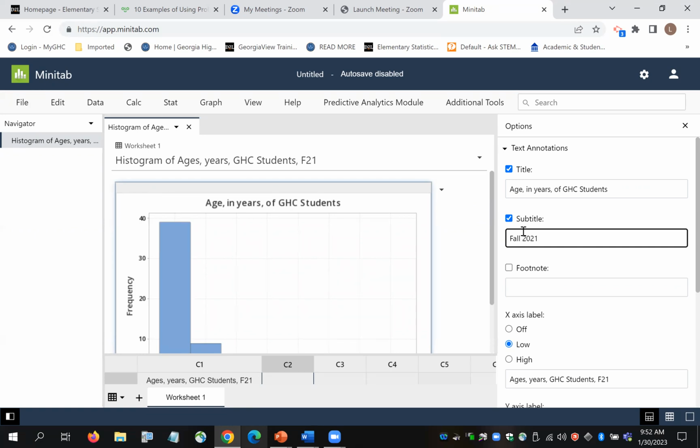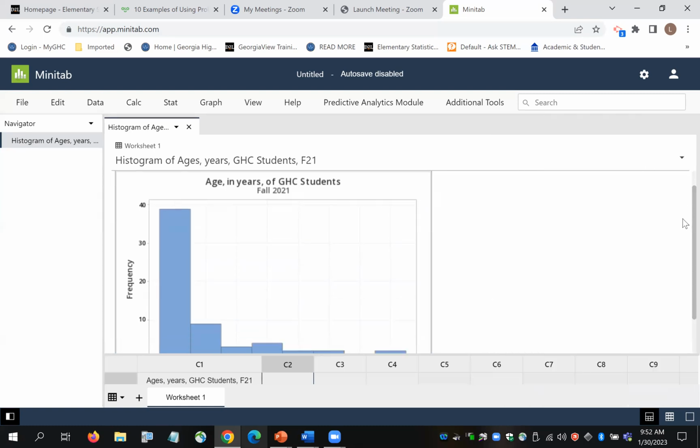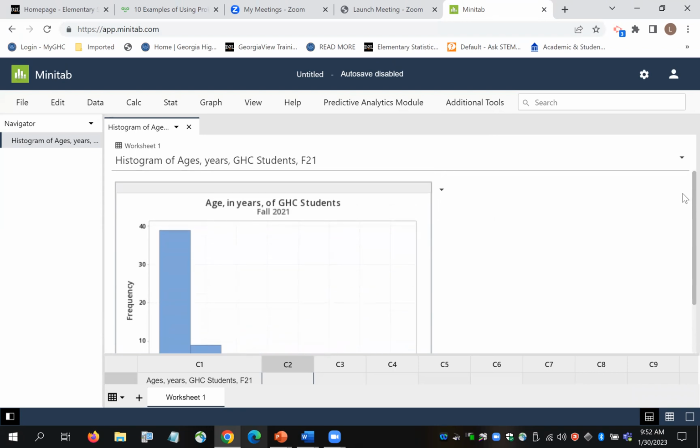Again, you want as many details when you're giving something the title. Any graph that you create, you should think about who, where, what, and when. Because you want someone to be able to come in and look at this graph and know exactly what information is on the graph. Once I've made the adjustments, I can close that window and I have my graph.